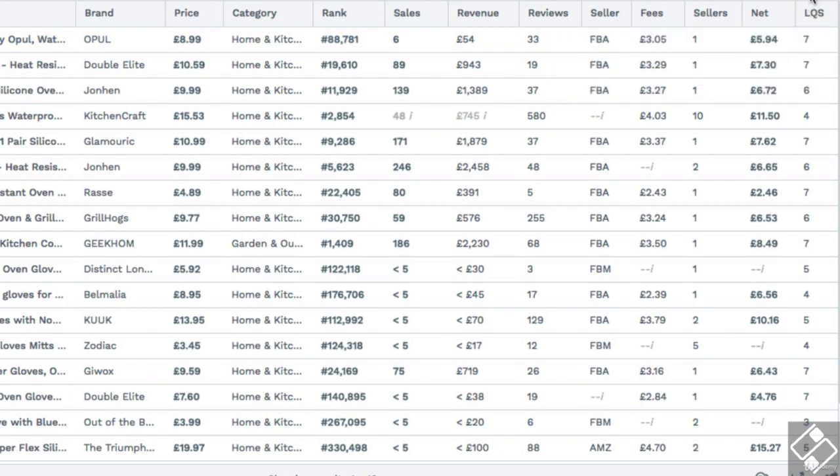The last column over here is the listing quality score. What this does is it gives a score of between 1 and 10 on how it rates the actual listing's quality, as in the images, the descriptions, the bullet points, how good are they and how relevant are they to the actual search term and to the products. As you can see, there's a few 4s, most are about 7s and 6s, so they're not too shabby at all.